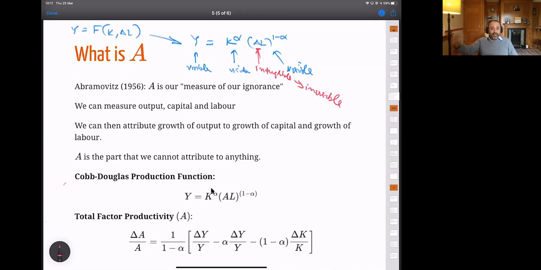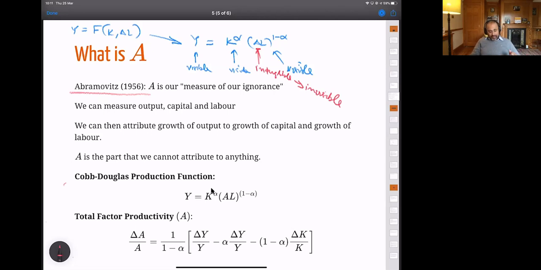If we can't see electricity, or normally we can, but if we can't see it and we don't account for it in the data, then electricity could be A. A is what we can't see. Abramovitz in 1956 said, A is a measure of ignorance. Okay, so we can measure output, capital, and labor, but we can't measure A. So anything that cannot be measured becomes A.